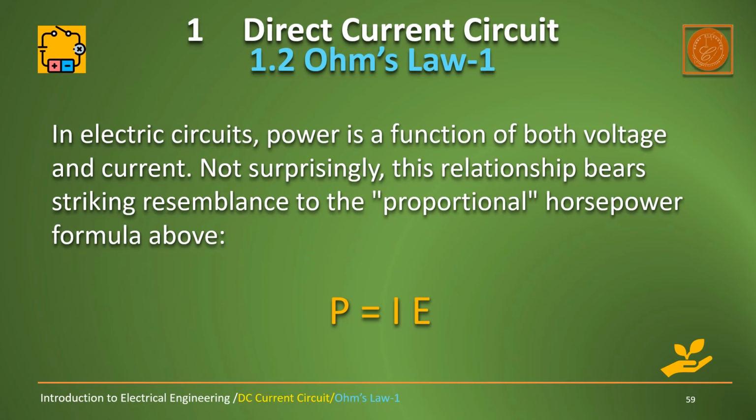In electrical circuits, power is a function of both voltage and current. Not surprisingly, this relationship bears striking resemblance to the proportional horsepower formula above. It means power equals I multiplied by E.